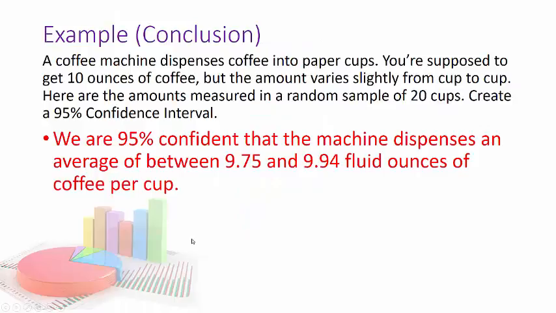Now I get to interpret it. Well, we are 95% confident that the machine dispenses an average of between 9.75 and 9.94 fluid ounces of coffee per cup. Notice we said the word average.